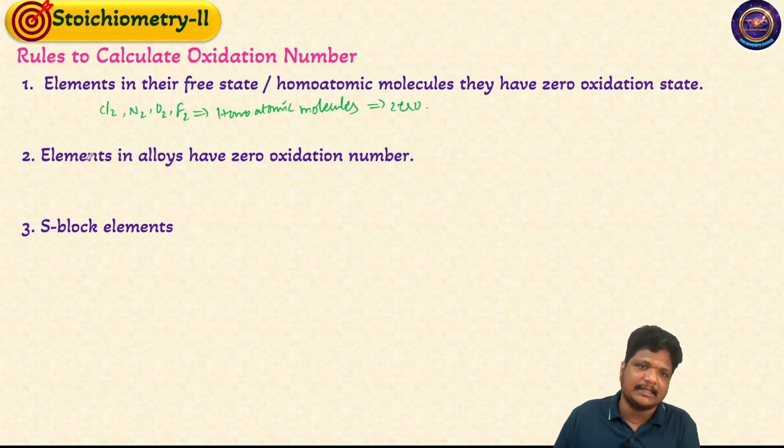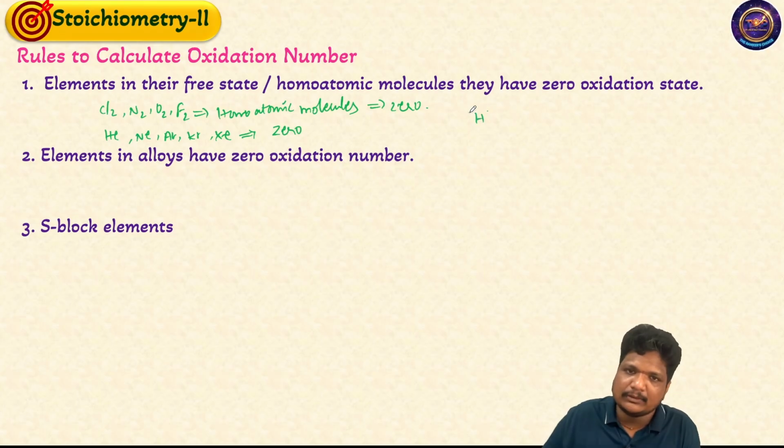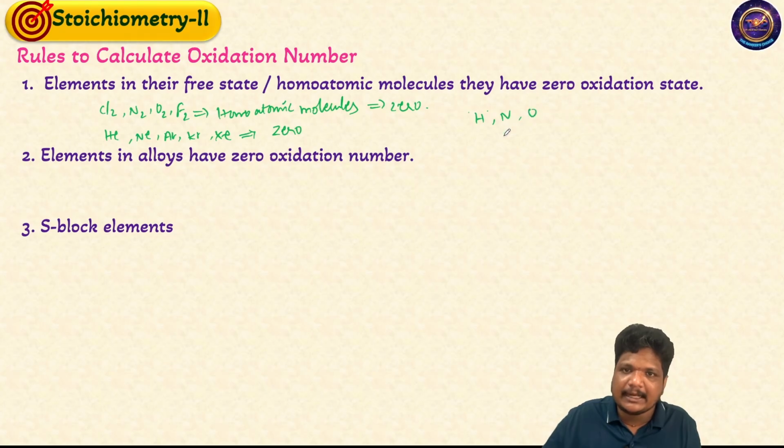Helium, neon, argon, krypton, xenon are inert gases in their free state, and these also have zero oxidation state. Not only these inert gases, but also hydrogen or nitrogen in the free state, which is not a bonded state, each atom possesses zero oxidation state. So this is the first rule.